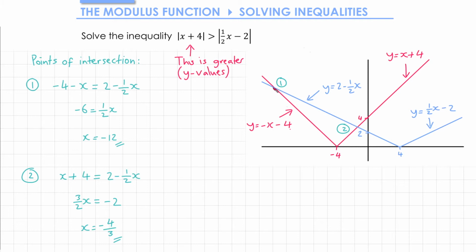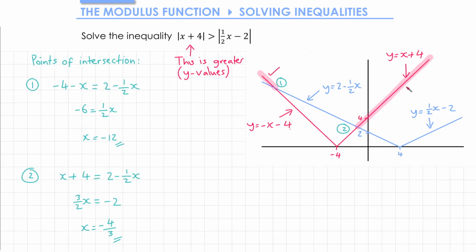So if we consider our first intersection point here, we can see that to the left of the intersection point, in this section, the y values for mod x plus 4 are above the y values for a half x minus 2. So this is part of the region that we want for our solution. And if we go to the right of intersection point 2, we can again see that each value on the red curve is above the value on the blue curve, and so this is also in the region we want.